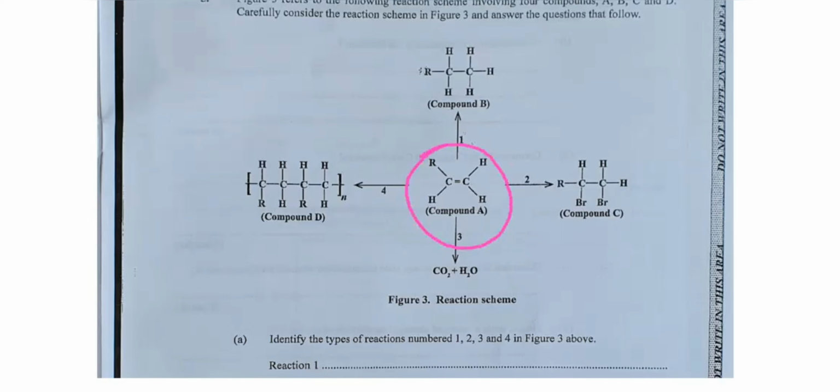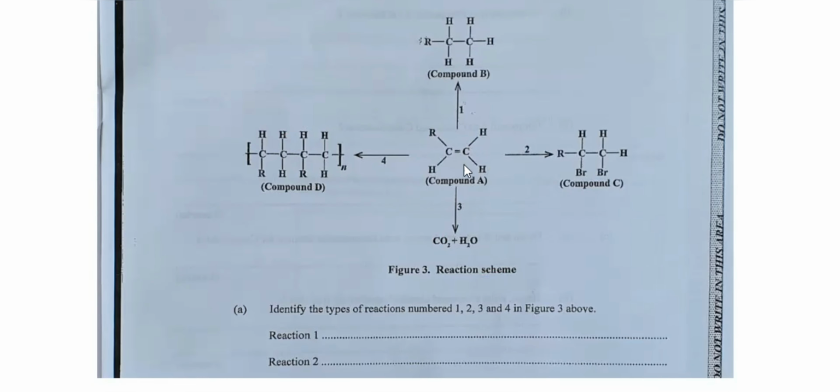So when you look at compound A, you recognize that compound A is an alkene. It has a carbon-carbon double bond. Something happens and you change compound A into compound B, which is that one. Something else happens and it changes to C, and you do something to it and it changes to carbon dioxide and water, and then you do something else to it and it changes into this weird looking thing.